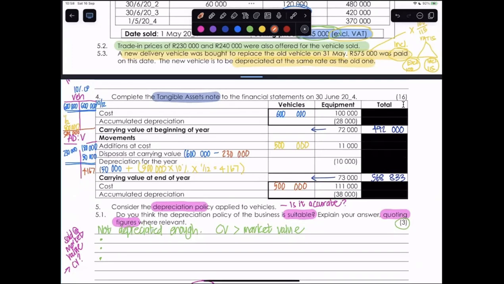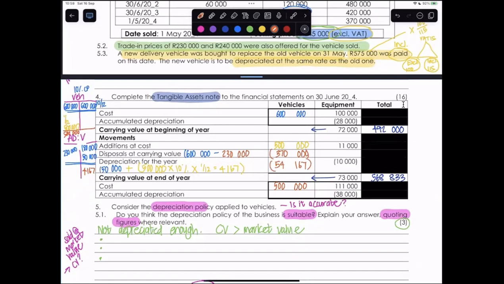We have already shown the 50,000 as depreciation, and we've put the 4,167 in as depreciation. For the depreciation, you're going to now add them both together to get your 54,167. And obviously the disposals at carrying value we already worked out previously as your 370,000. Make sure that you show your disposals and depreciation in brackets. If you don't put the brackets, you're likely to lose marks. It's very, very important that you show that you are wanting to subtract those figures.